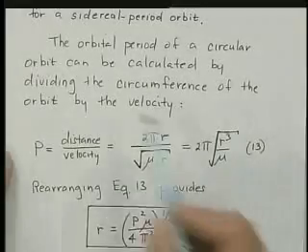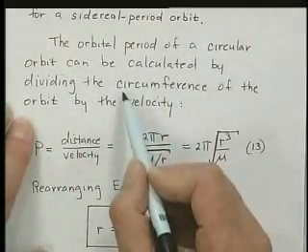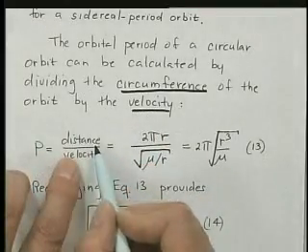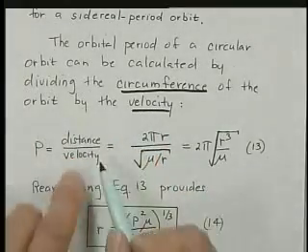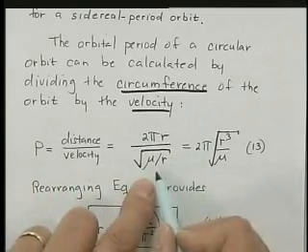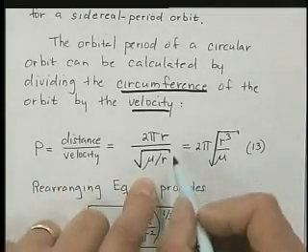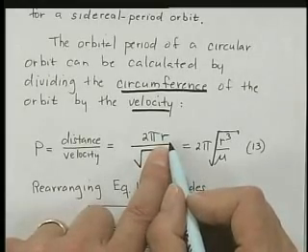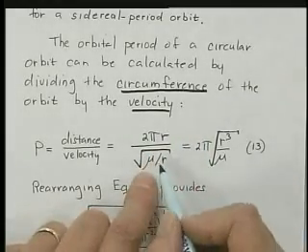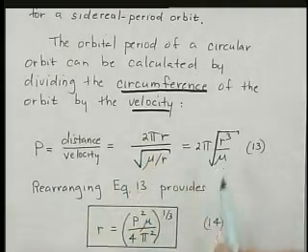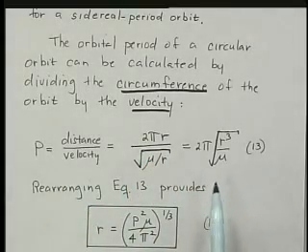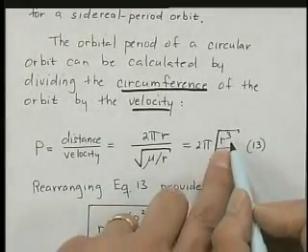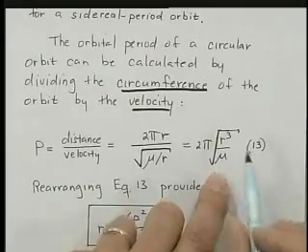Well, the orbital period of a circular orbit can be calculated by dividing the circumference of the orbit by the velocity, right? So we have distance traveled, 2 pi r, divided by the circular speed, square root of mu over r. And if we take this r to the minus 1/2 and bring it upstairs, we have r to the 3/2, and we still have a square root of mu downstairs. And we can rearrange.